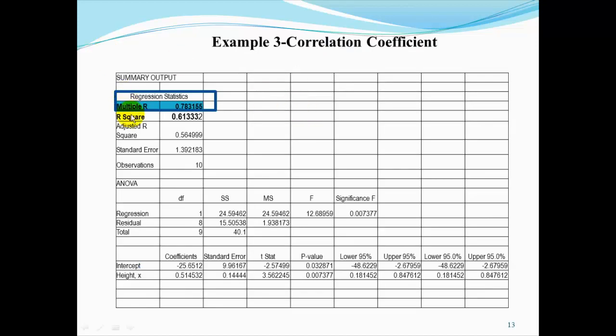In Excel, multiple R is our correlation coefficient. Here, our multiple R value, for example 3, is 0.783155. This value is relatively close to 1. At least it's closer to 1 than it is to 0. So we can say that there is a pretty good linear relationship between our variables.